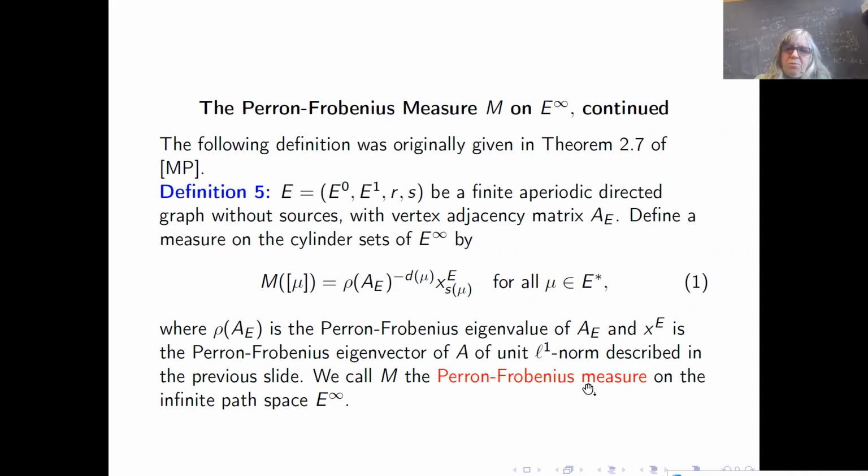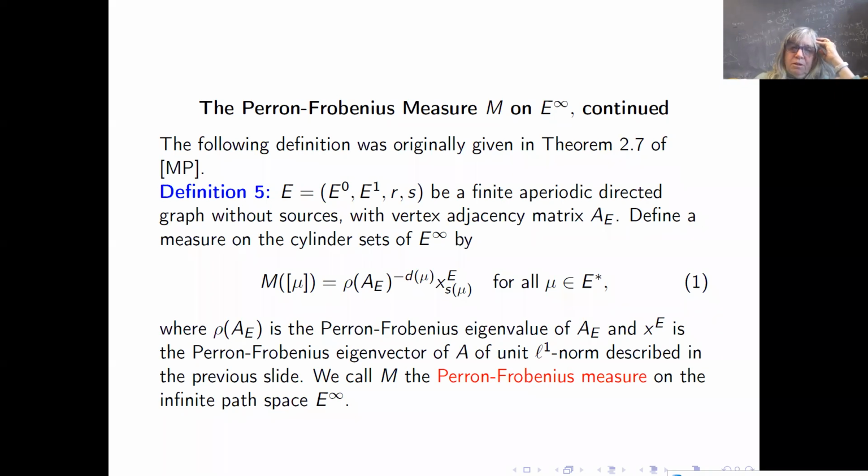And we call this the Perron-Frobenius measure on the infinite path space, and you can check it is in fact consistent, and it is a probability measure. If you look at all the vertices, for example, each of the vertices is a path with length 0, and when you sum up the measure corresponding to the cylinder sets of each vertex, you just get the sum of the entries of the eigenvector, which is 1. That's why we wanted the sum of our eigenvector entries to be 1, so we would have a probability measure.